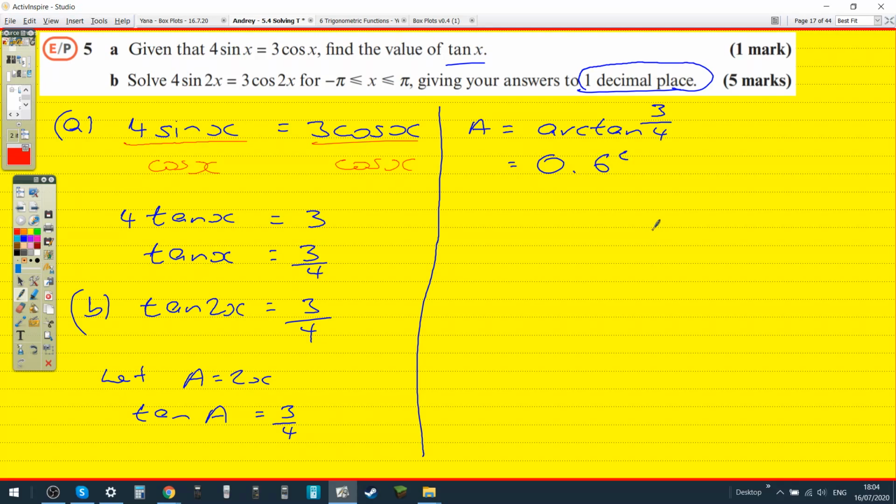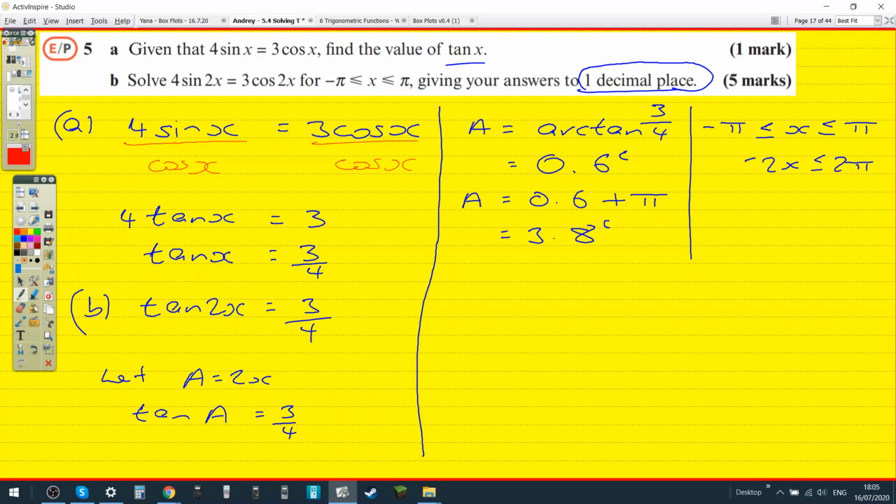And then do I now need to add pi to that? Yep. And that will give me 3.8. Oh, that's a bit too over, isn't it? You would think so, because it goes up to 2 pi, doesn't it? And why is that? Because there's 2x. Yes, well done. So now do I do 0.6 minus pi? Yep. And that is minus 2.5. And then should I do minus pi of that? Yep. And that is minus 5.7.